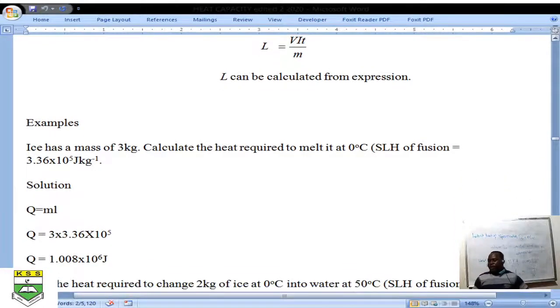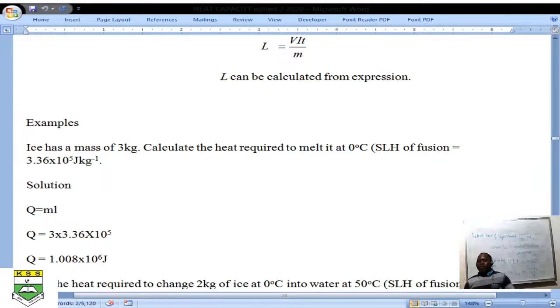Friends, before I summarize the lesson, I want to go through one example, actually two examples. You already see them there on the screen. We are saying that ice has a mass of 3 kilograms. Calculate the heat required to melt it at 0 degrees Celsius, that is, at that constant temperature. In the brackets, they have given us the specific latent heat of fusion as 3.36 times 10 to the power 5 joules per kilogram.